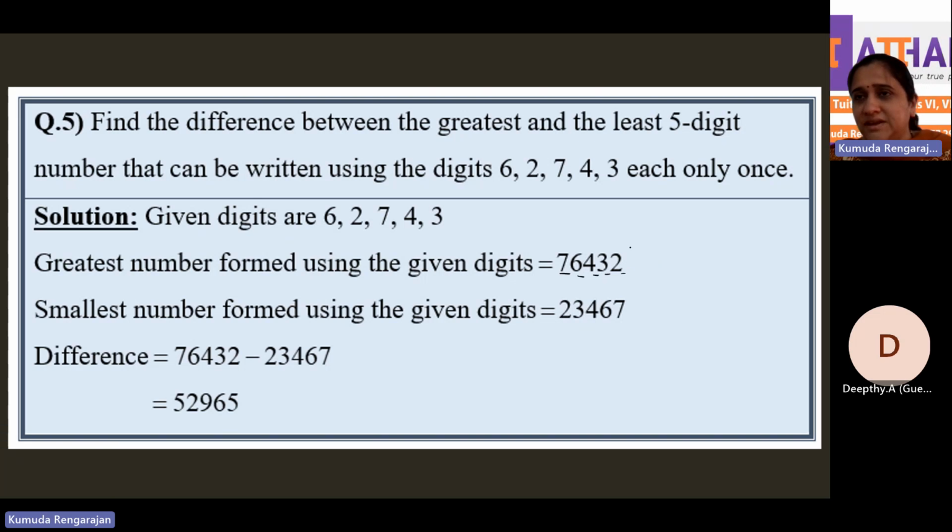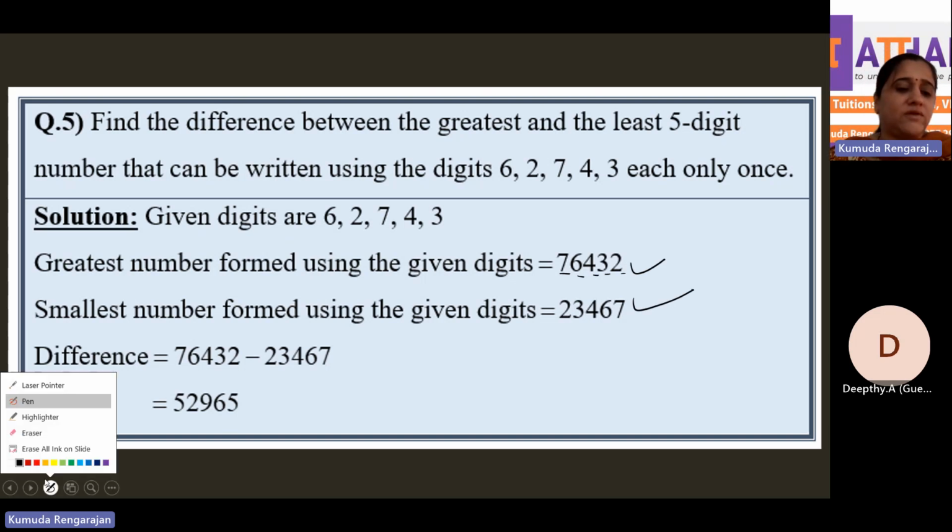7, 6, 4, 3, 2 in the descending order. Big to small, when you arrange the digits, that's the greatest number. Small to big, when you arrange the digits in ascending order, you get the smallest number. You understand these two, children? Then find the difference. You'll have to subtract.